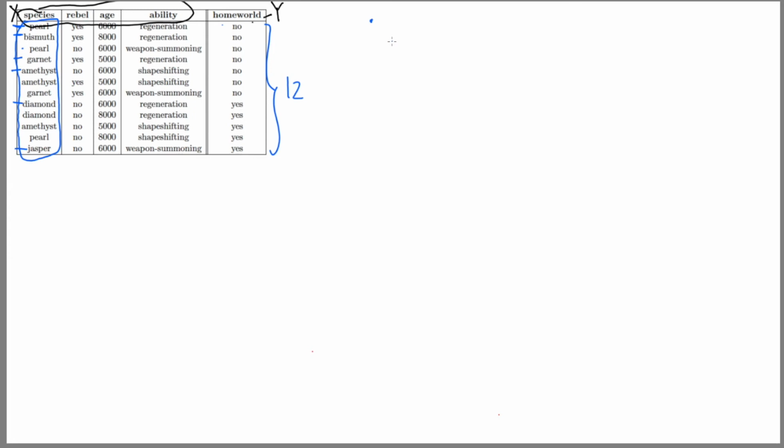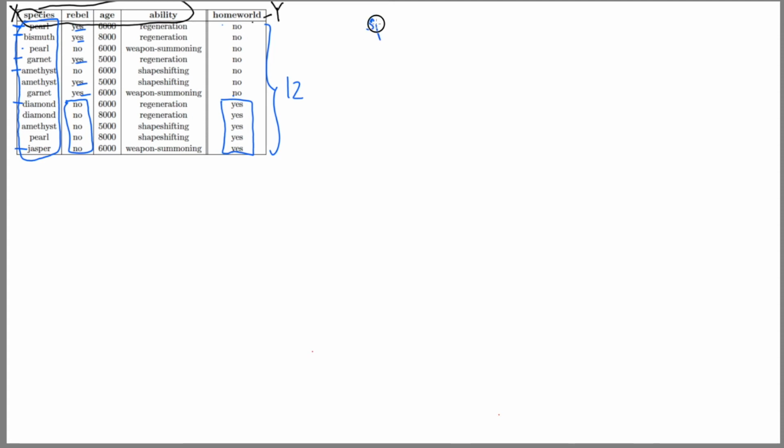But if we look at, say, Rebel, whenever Rebel is no, it seems to predict the yes class perfectly. Generally when Rebel is equal to yes, yes, yes, yes, yes, it seems to predict the homeworld should be no, and when it's equal to no, it seems to predict that homeworld is yes. So it looks like Rebel should be a much better attribute to split on. So let's actually work through the numbers.